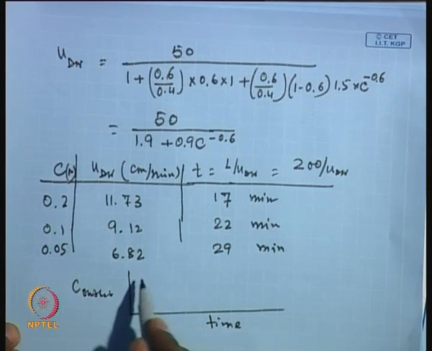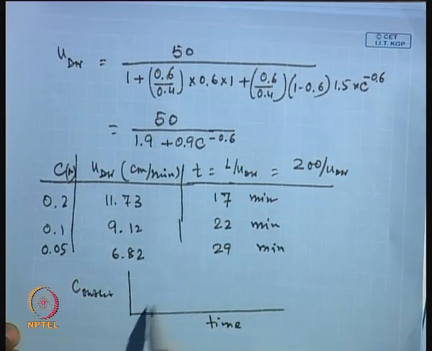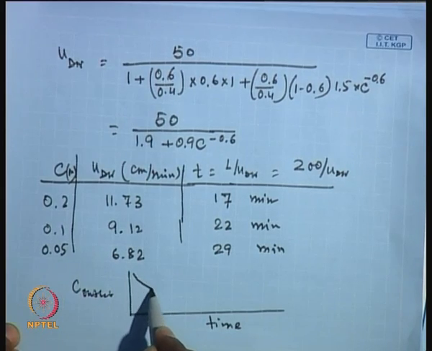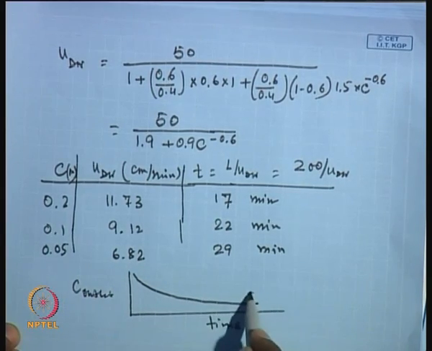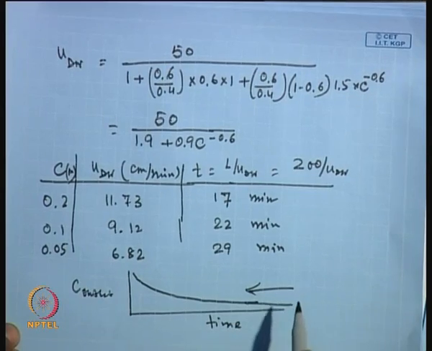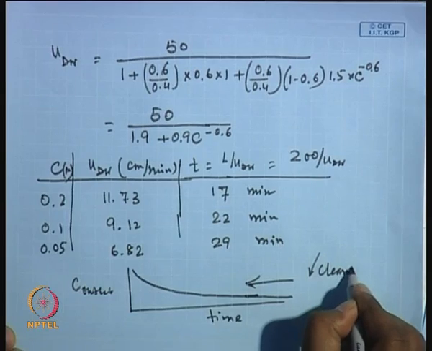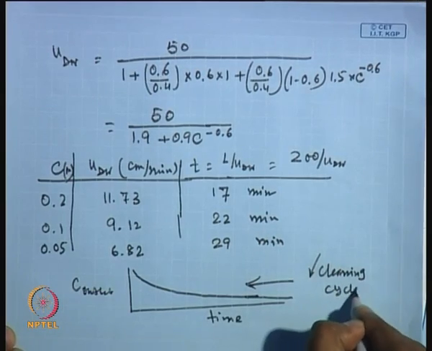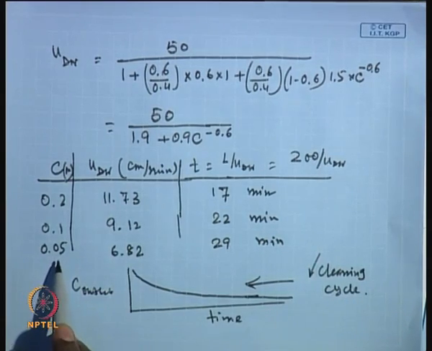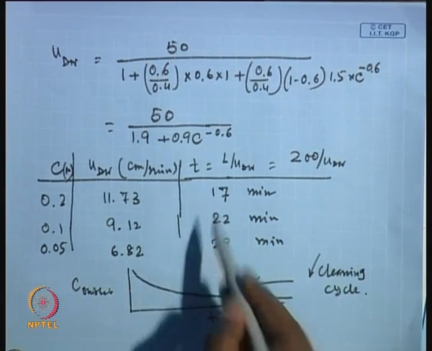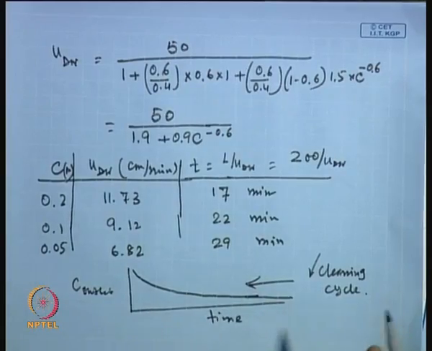initially, at a small value of time, you will get a high value. So, the profile looks something like this. It will be decreasing. So, this is the cleaning cycle. In fact, you can go for a very low concentration of C and evaluate what the time is. So, you can find out what the cleaning time should be required to clean this column.